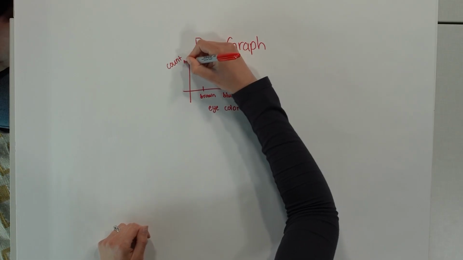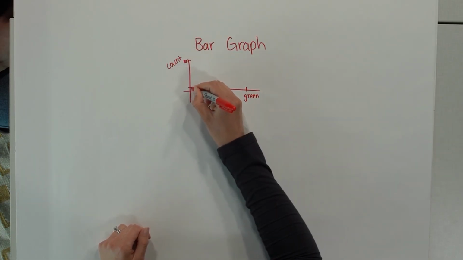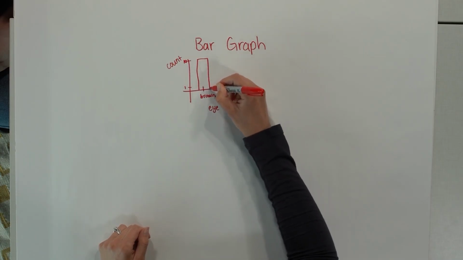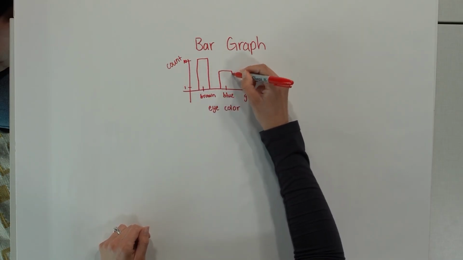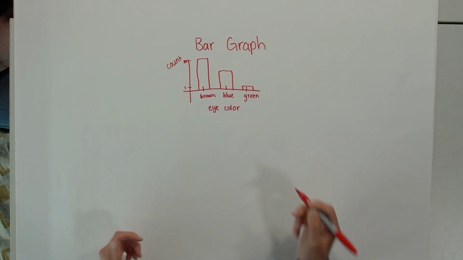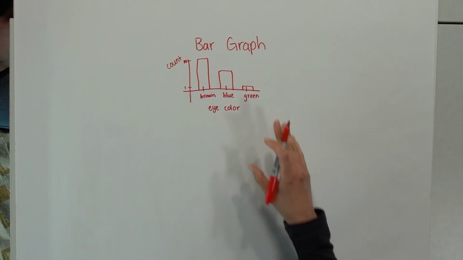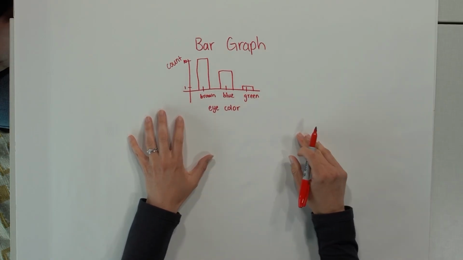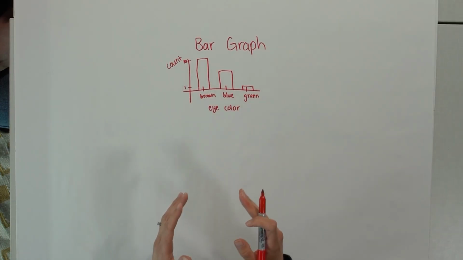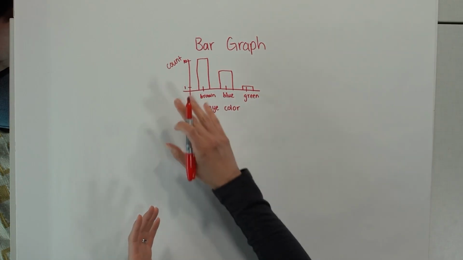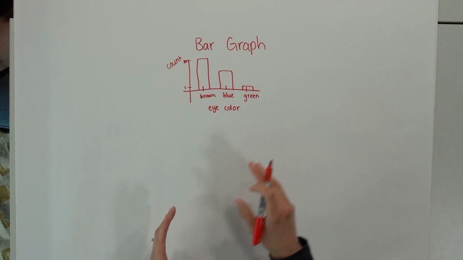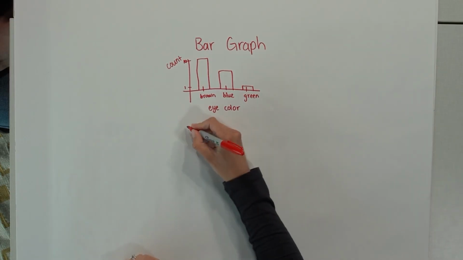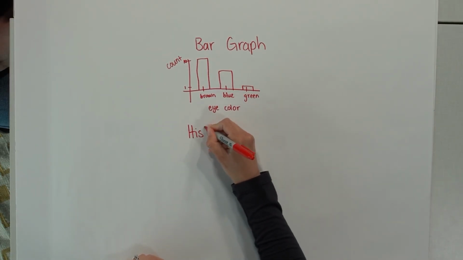So maybe this is 10, and then down here we have 1, and maybe we have 10 people with brown eyes, maybe we have 5 people with blue eyes, and only 1 person with green eyes. So that would be a bar graph, and these are great, but they're not really the best for numeric data. If we had a variable on the x-axis that was represented in numbers, a bar graph wouldn't properly show those distances between the numbers. So instead, what we look at is something called a histogram.